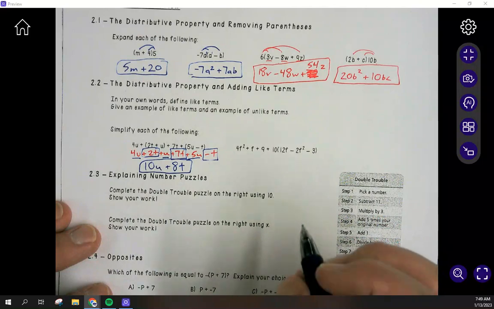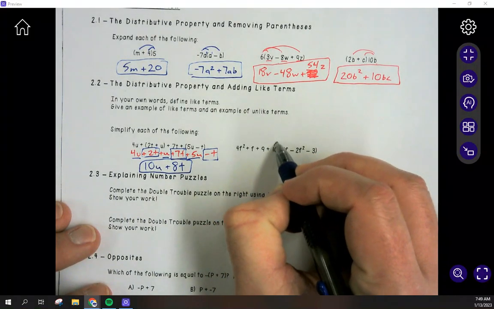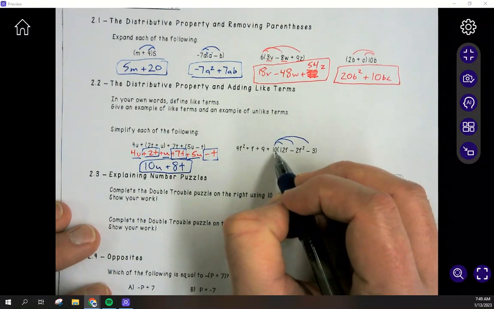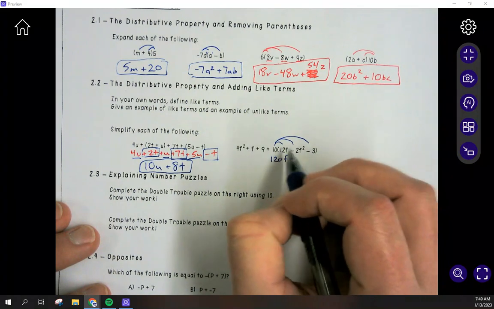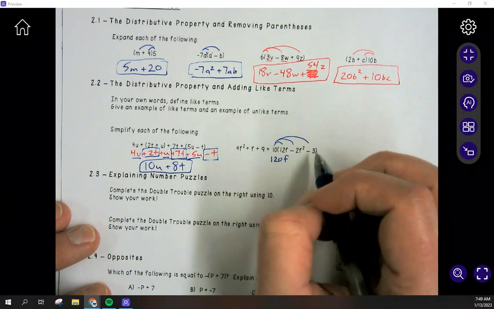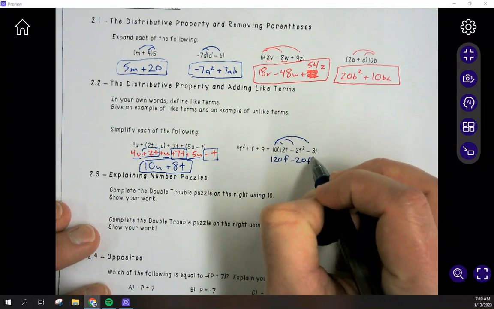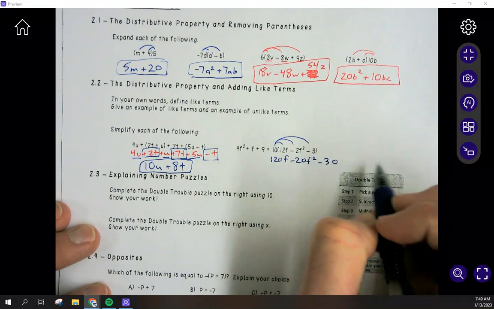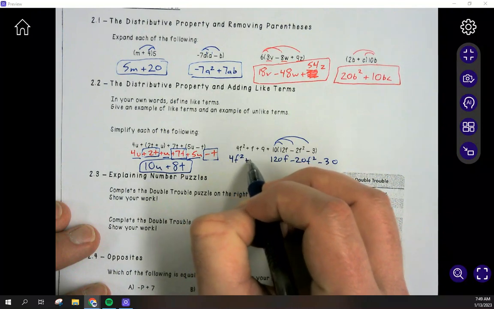Okay, now on this one, all of this will end up coming down, but this one I need to distribute. So the first thing you do is distribute. 10 times 12, that's 120f. 10 times negative 2, negative 20, the f squared just comes along. And 10 times negative 3 is negative 30. All of this is going to drop down.